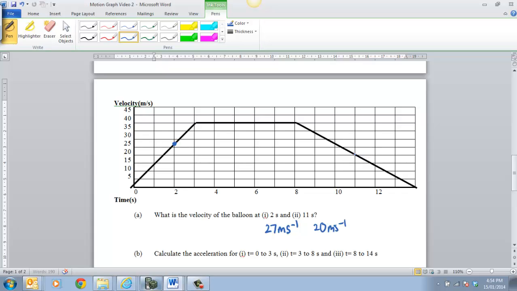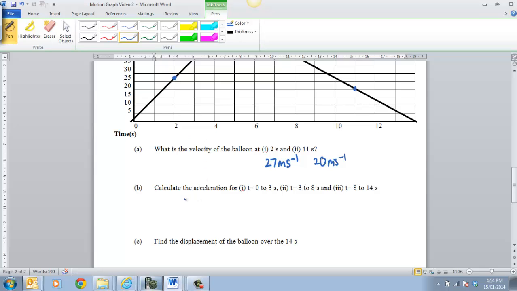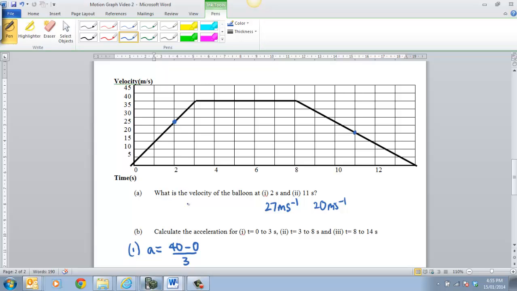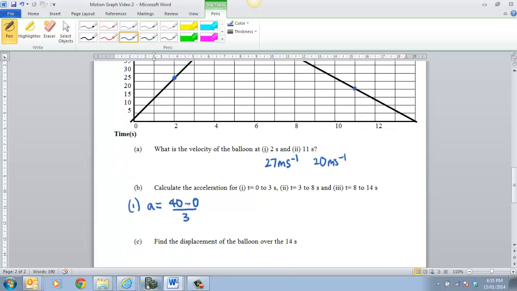So you're just reading it off the graph at those 2 points. Calculate the acceleration. Now, the acceleration is the change in velocity over the time. So for this first segment, we're going from 0 through to 40 metres per second. So the change in velocity is in fact positive 40. So for number 1, our final velocity is 40, take away 0, and I've got a time period of 3 seconds, isn't it? So therefore, that's going to be 40 on 3, which is about 13 1/3, isn't it?